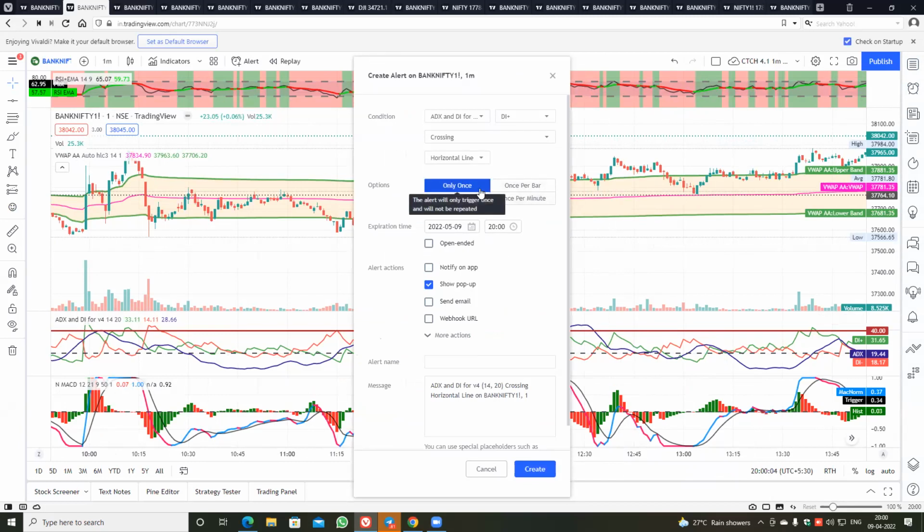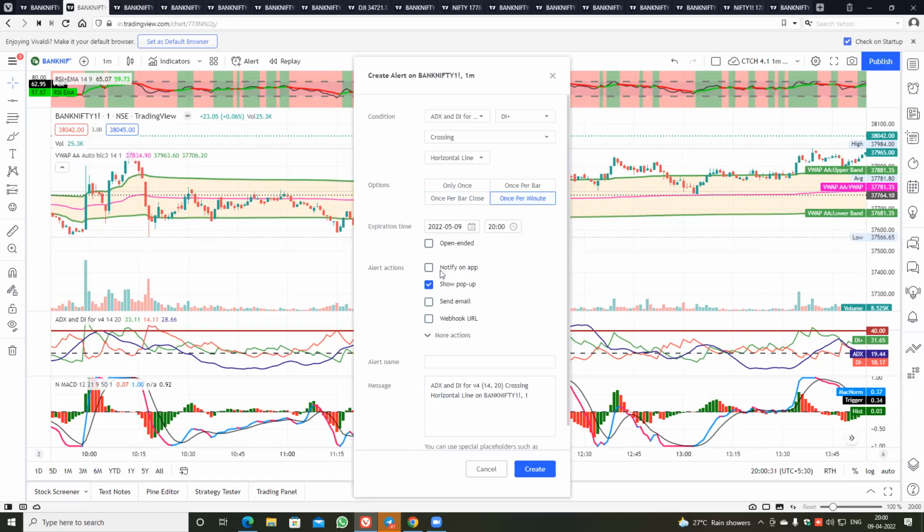Only once per bar close, or according to your preference you can add. Once per bar close you can add. You can notify. Actually, one moment, you choose once per minute, because once per bar close, it will stop. It will not be continuous or permanent. We want to make it permanent.